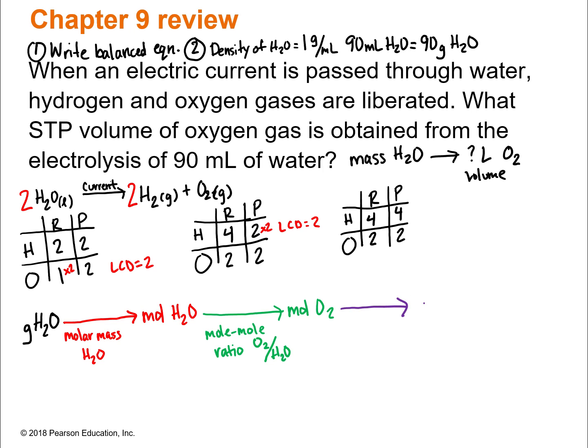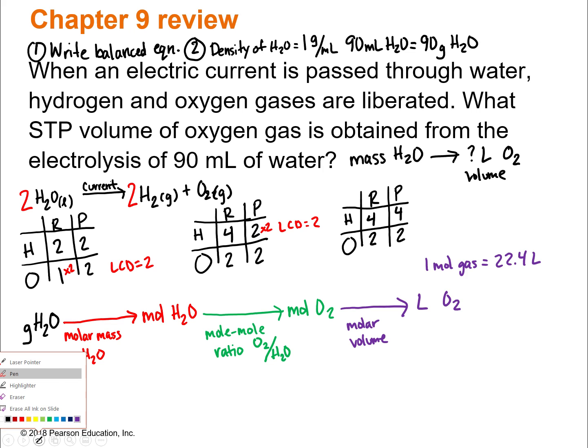Last, we need to get from moles to liters. That's molar volume. 1 mole of gas is equal to 22.4 liters. We're at STP, so that's why we can use molar volume here. Is everybody with me so far?